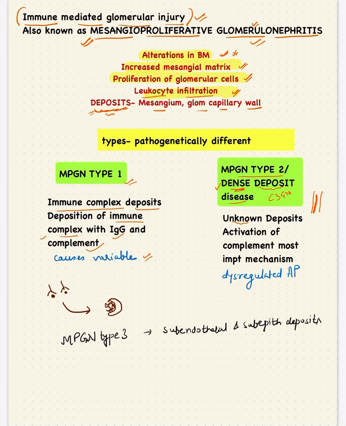The etiology is dysfunction of the alternate pathway of the complement system. This is the most important mechanism, which is activation of the alternate pathway of complement, and this is seen in MPGN type 2, also known as dense deposit disease, and these C3 glomerulopathies are also seen in this. And then there is MPGN type 3. Again, the etiology is not much known, and the research is underway, and in this there are subendothelial and subepithelial deposits, and some C3 glomerulopathies also come under MPGN type 3.